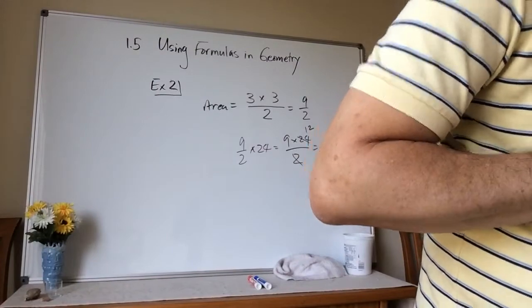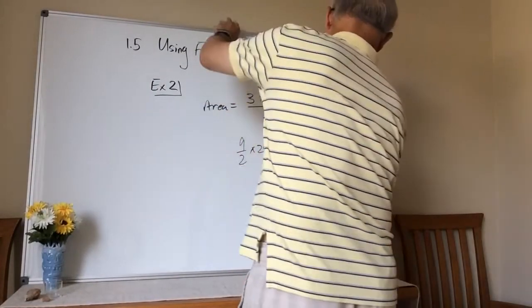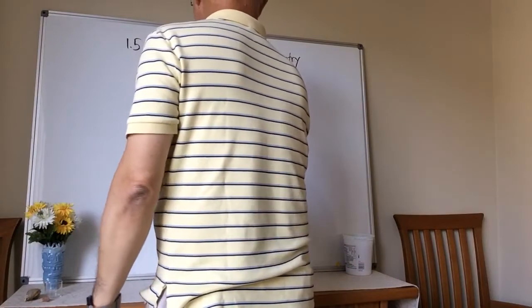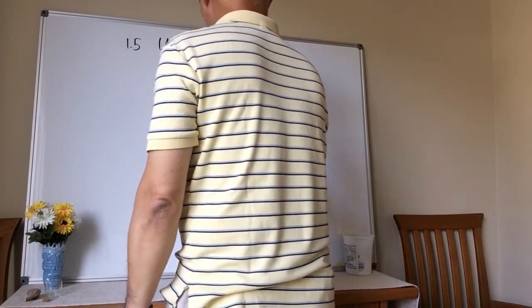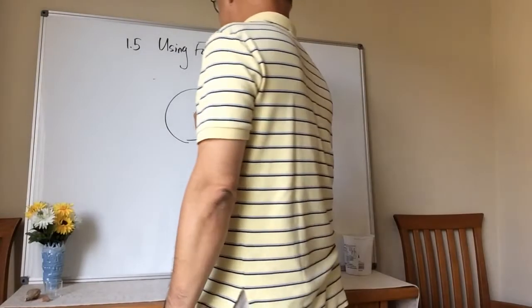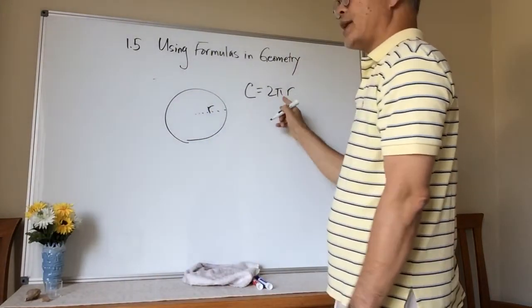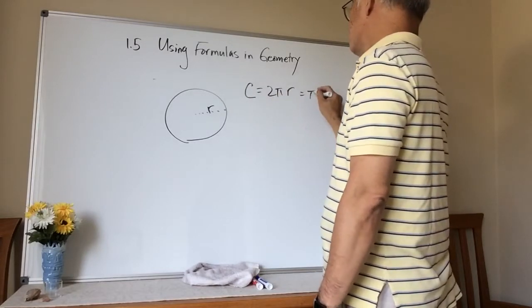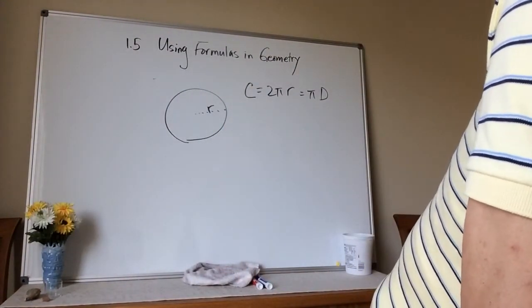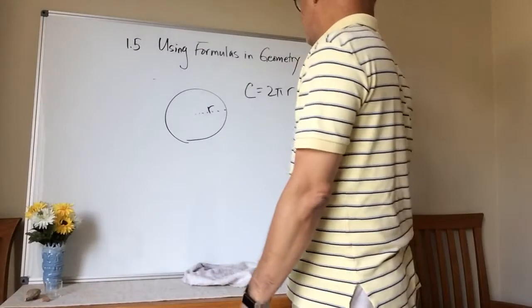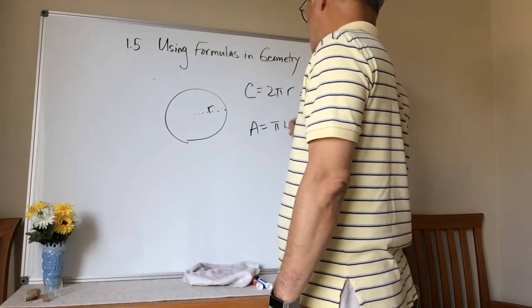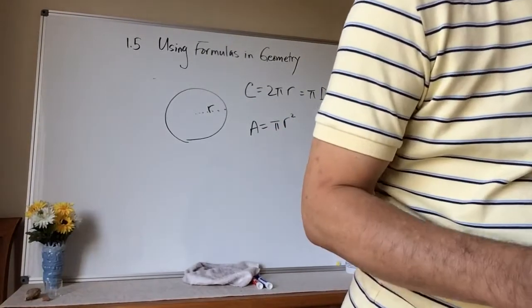Now we have the circumference and area of a circle. So let's talk about that. If I have a circle with a radius of r, the circumference is going to be equal to 2 pi r. Since 2 radii are the same as a diameter, this is the same as pi d if you use the diameter. The book uses the diameter also. So you can use either the diameter, d, or the radius. The area of a circle is pi r squared.